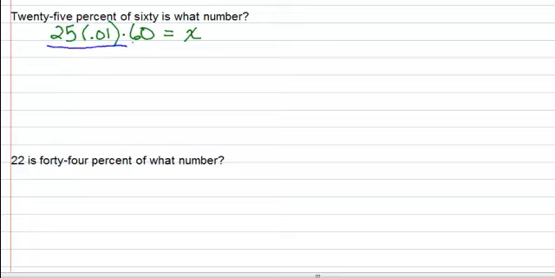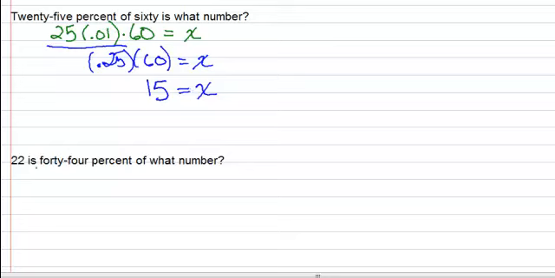So we're just going to go in order, not for any reason other than at this point I think it's easier to help keep yourself focused. So you just do 25 times 0.01 times 60 is equal to x. And then, of course, we multiply that by 60, and we get 15. So 25% of 60 is 15.